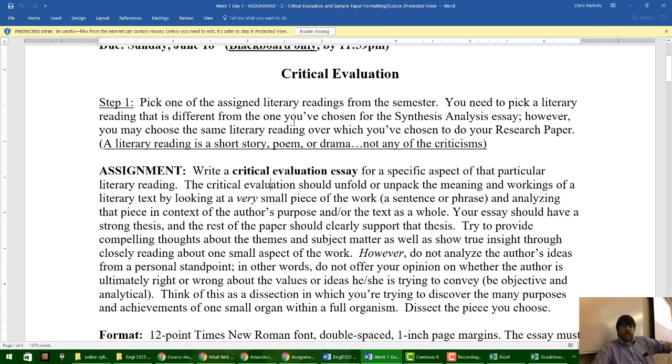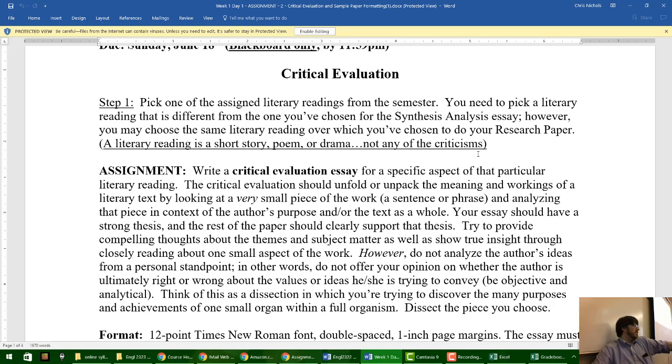So you again pick a literary work, and then I want you to find or write a critical evaluation essay for a specific aspect of that particular literary reading. The critical evaluation should unfold or unpack the meaning and workings of a literary text by looking at a very small piece of the work, like a sentence or a phrase, and analyzing that piece in context of the author's purpose and/or the text as a whole. So your essay should have a strong thesis, and the rest of the paper should just clearly support that thesis.